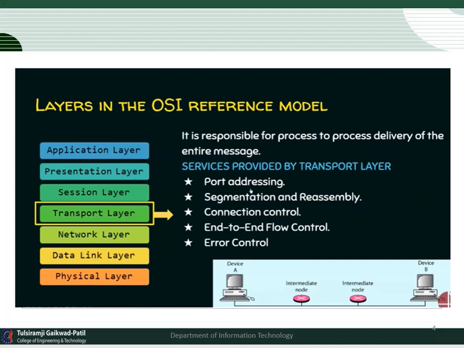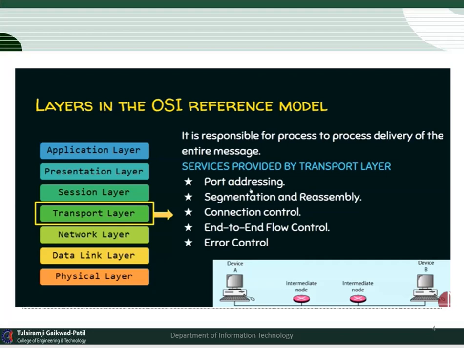The transport layer provides different services. The first one is port addressing. In this port addressing, if device A is sending some message, it uses the source port number and sends the data, and upon reception, the reply is going to reach the sender after reaching device B.